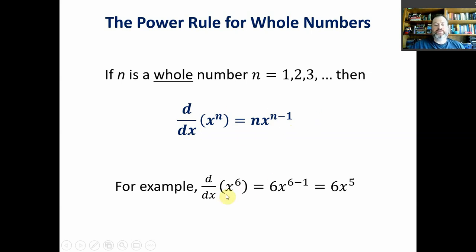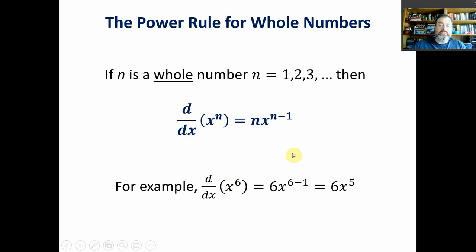So for example, if we take the derivative of x to the 6th, the way you talk about it is you bring the power down on the front, and then you lower the power by 1. So if you look here and here, you can see it, right? The n comes to the front, and then you lower this by 1.